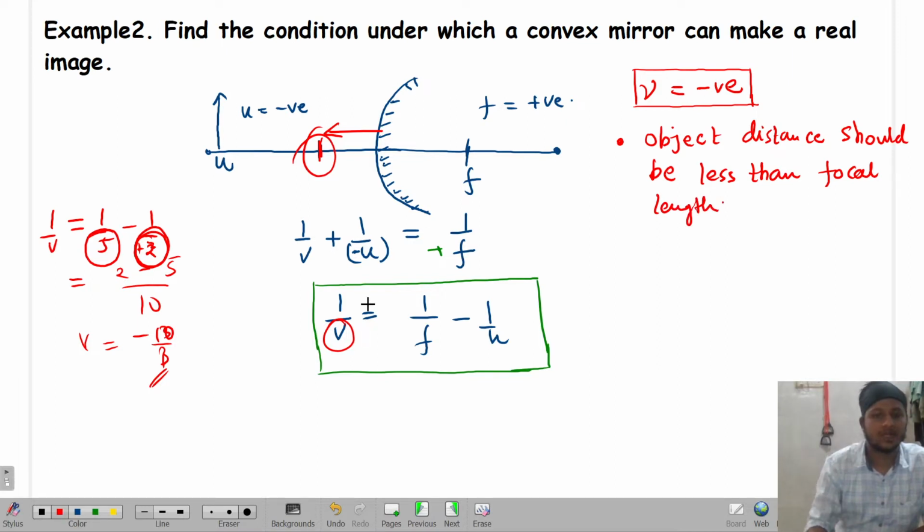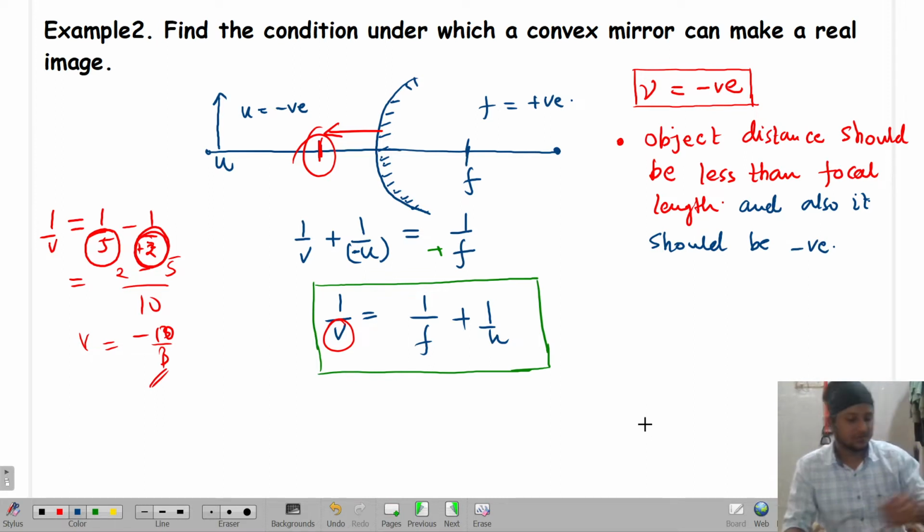Okay, and actually sorry guys, one thing is happening over here, so it's coming positive. Wait, this is minus sign now, so this will be positive over here. Okay, so look over here, object distance should be less than focal length, and also it should be negative. This is of JEE Advanced 2019 only. Means they give under what condition convex mirror can form the real image.